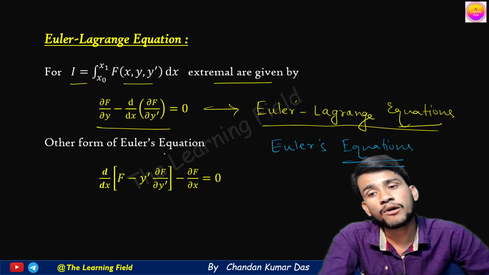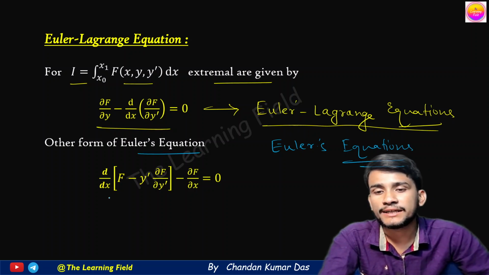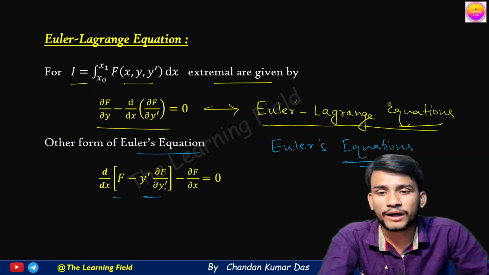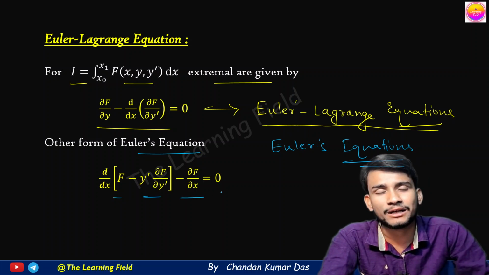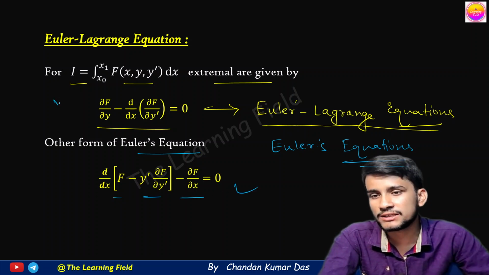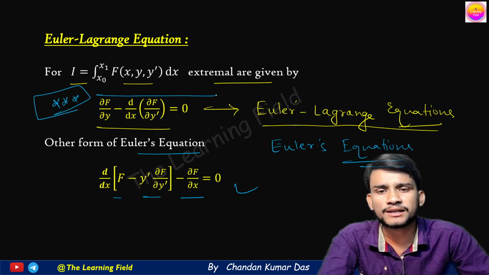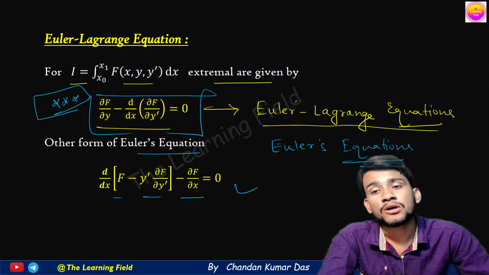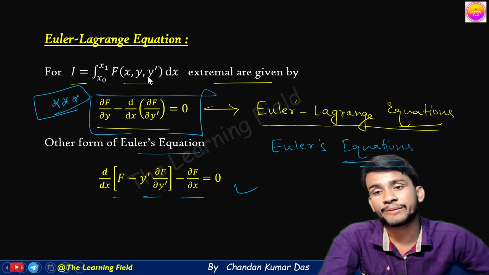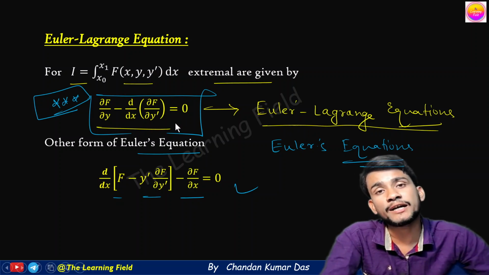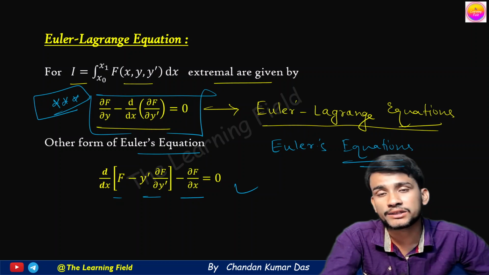Now the other form of Euler's equation is d/dx of (f minus y' del f by del y') minus del f by del x equal to 0. This is the most important thing of calculus of variation. This formula is needed throughout the calculus of variation. Now we did the different forms of the Euler-Lagrange equations.